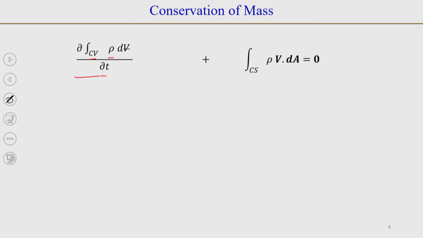So, remember here this V, with a horizontal line cut, is the symbol that we are using for volume, because we have another V here which is V vector, and this is velocity. So, plus integral over the control surface, which is the boundary of the control volume, integral over rho V dot dA, that will be equal to 0.